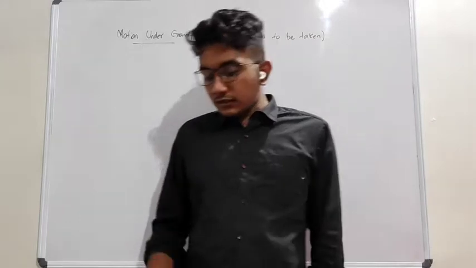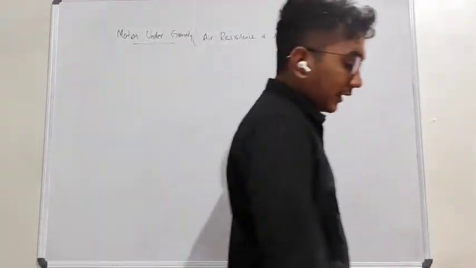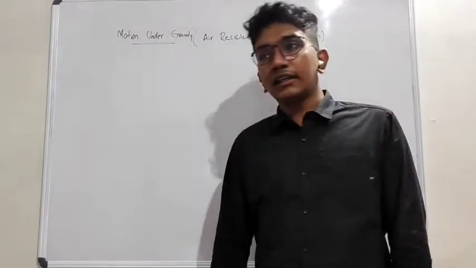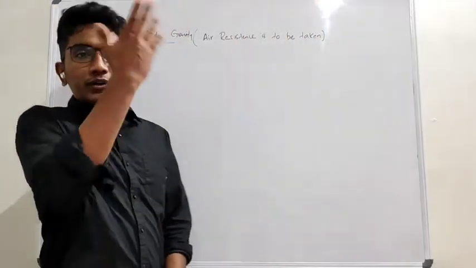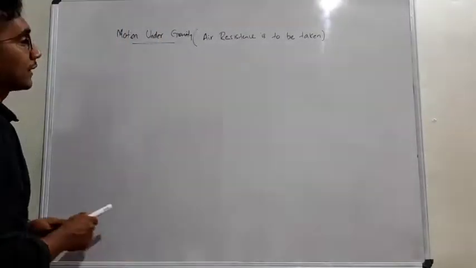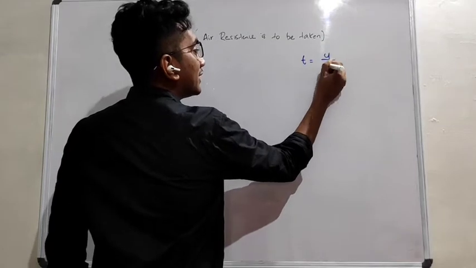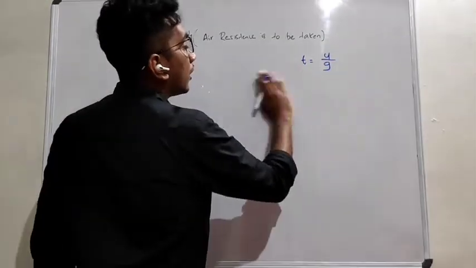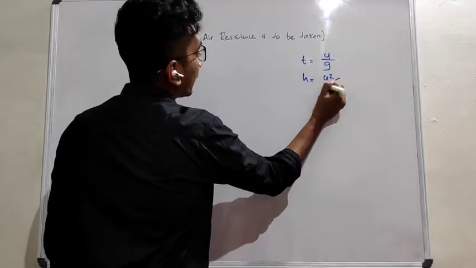Okay, so the next topic is also motion under gravity. In motion under gravity, we have studied that if a body is thrown vertically upward, the time taken is equal to u by g, and the height H is equal to u square by 2g.